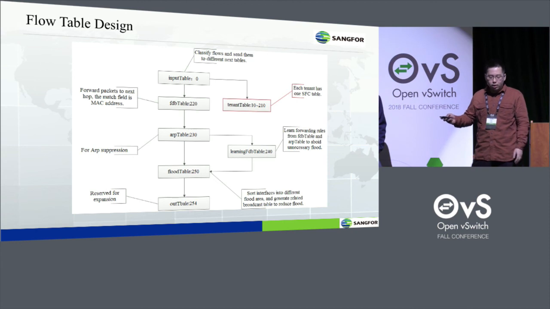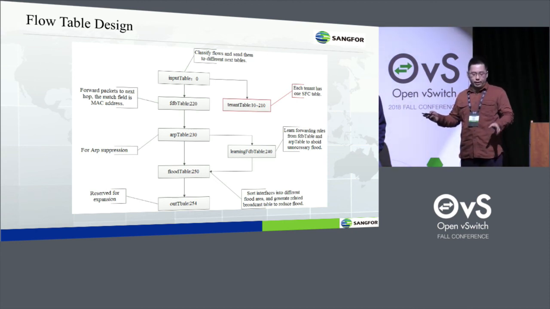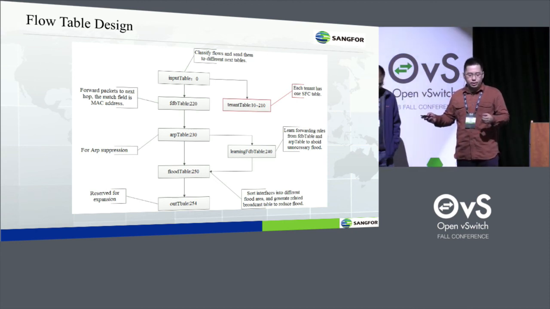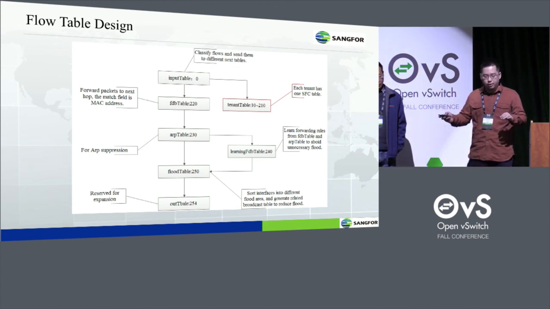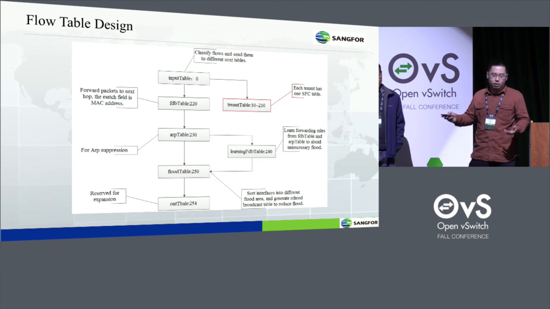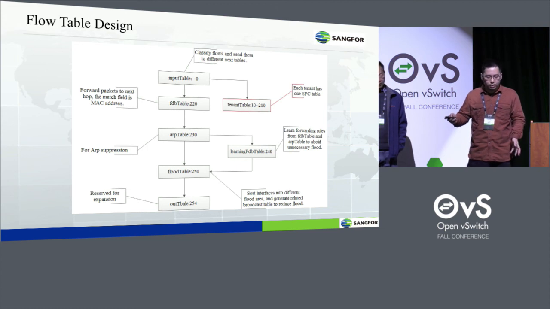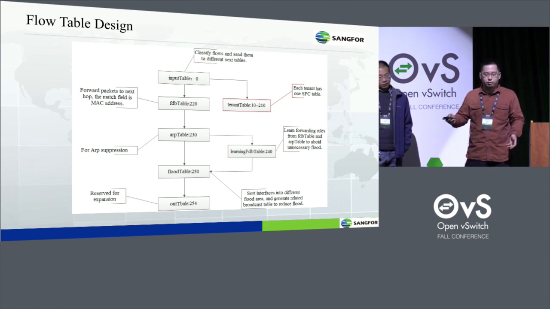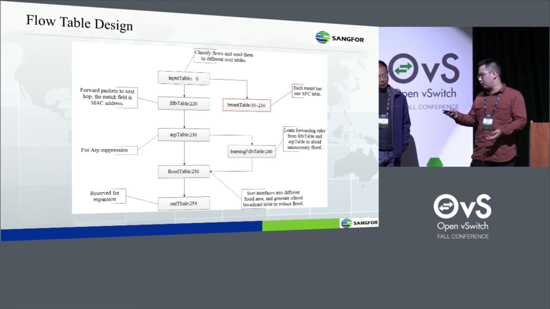And the flag table. In the flag table, we shove interface into different flag area and generate related broadcast table to reduce the flag. We use the group table as the broadcast table here. And then is table 214, the learning FTP table. It learns forwarding rules from the FTP table and ARP table to avoid unnecessary flags. And finally is the out table. It's no use, it's just reserved for expansion in the future.